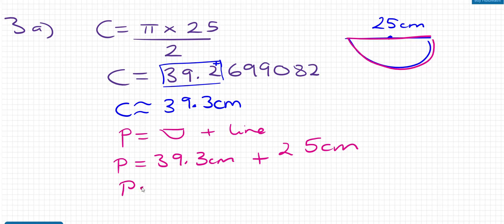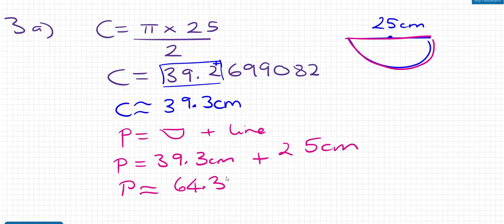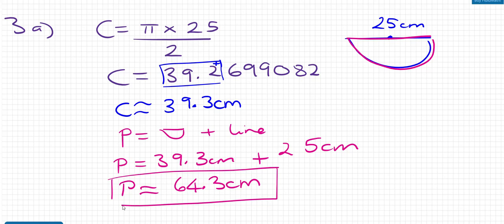Perimeter is approximately equal to, so we add these together. So 39.3 plus 25, I get 64.3. So 64.3 centimeters. Okay, so we use the calculator for pi and to help us with the rest of it. So just remember, the perimeter of this semicircle involved 2 steps. First, calculating the half a circle, the circumference of half a circle. So same formula, just divide it by 2. Then adding that line here, which was 25.